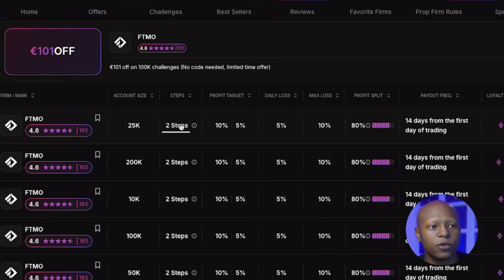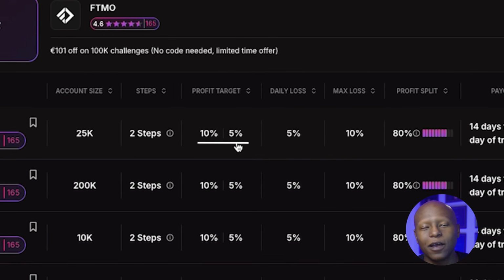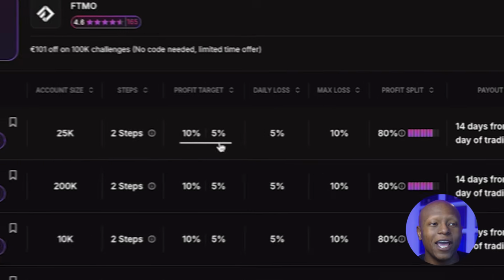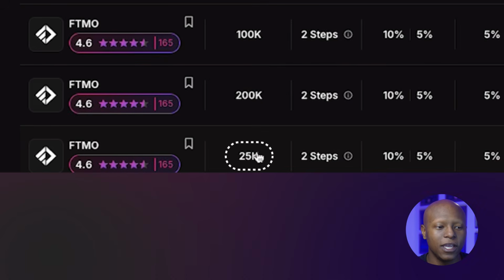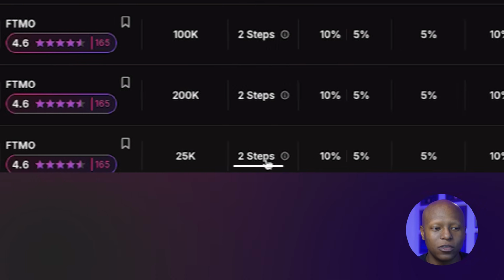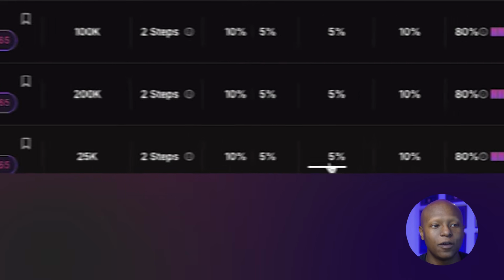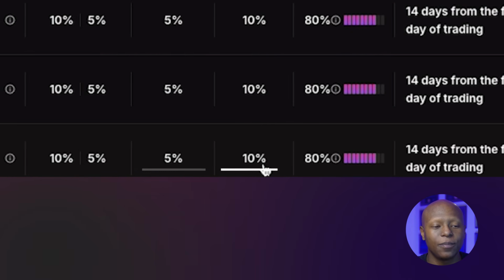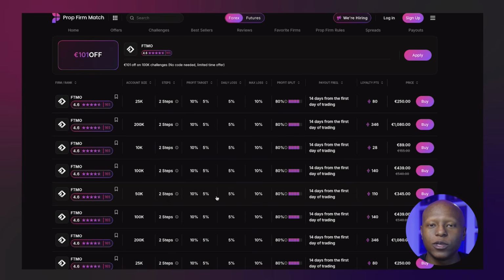For this two-step 25K account, there's a 10% profit target on phase 1, a 5% profit target for phase 2, a 5% daily loss limit, a 10% max loss limit, and then you'll receive 80% of your profits. For this one, it is the same thing, right? So you have the two-step, 10% for the first phase, 5% for the second phase, 5% for the daily loss, 10% max loss, and then the 80% profit split. So what's the difference between these two accounts?